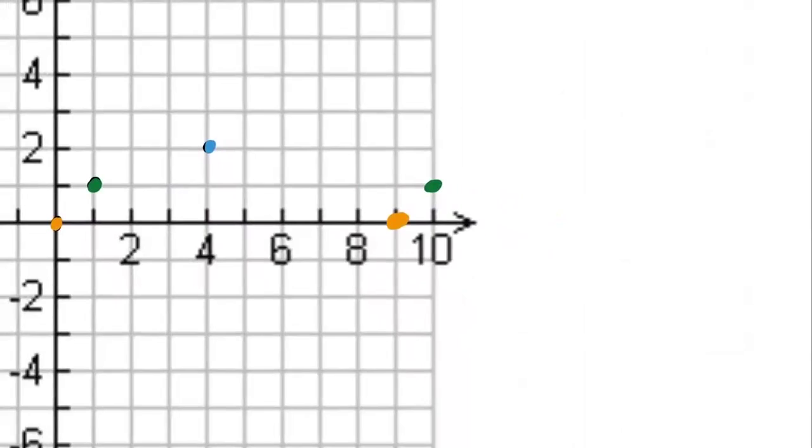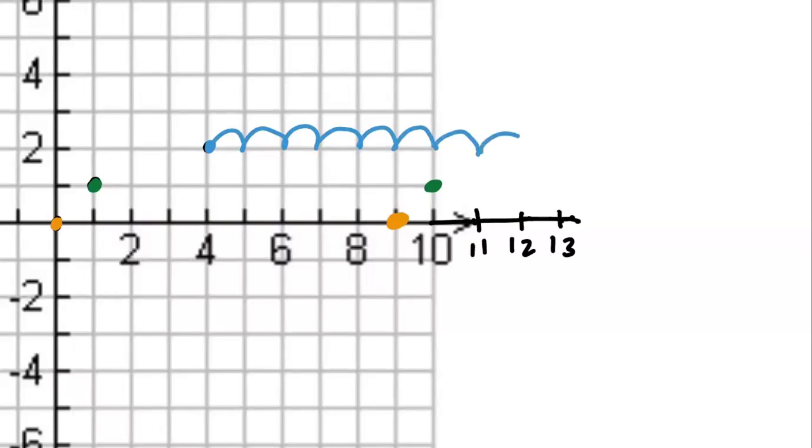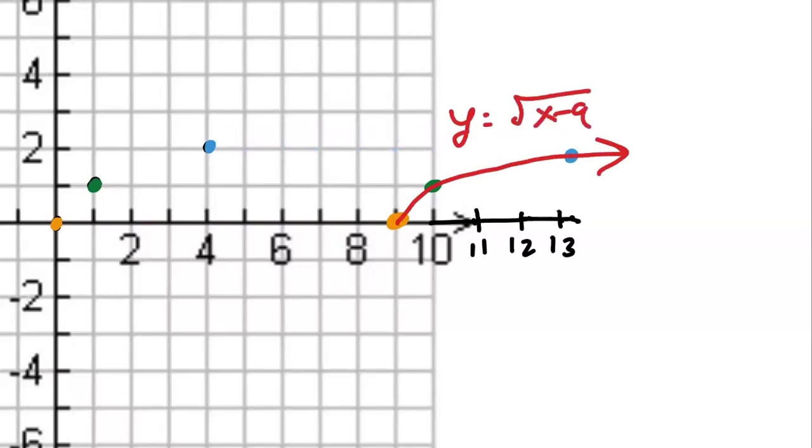I'm gonna have to go to the, so 9, 11, 12, 13. I think that should be enough. 1, 2, 3, 4, 5, 6, 7, 8, 9. Put a dot there. And then my graph will look something like that. Y equals the square root of x minus 9. And this one right here is just y is equal to the square root of x. So that is my original function.